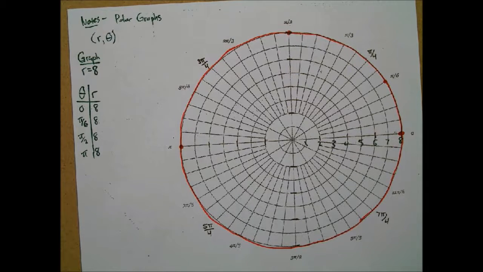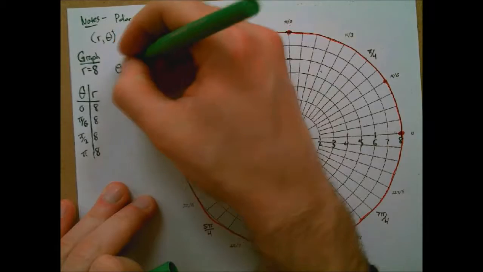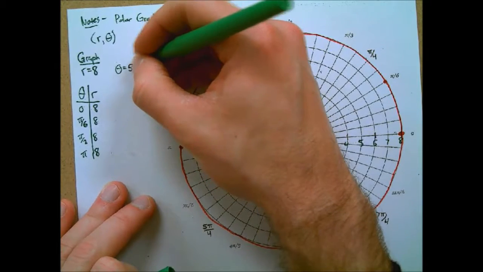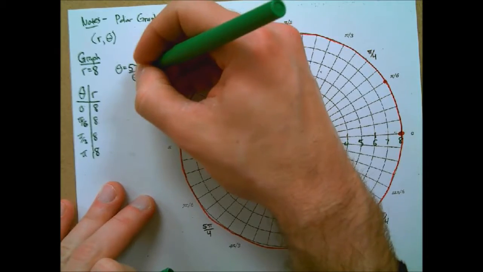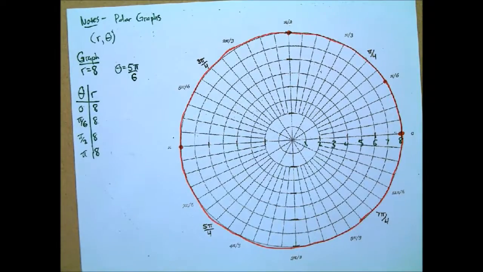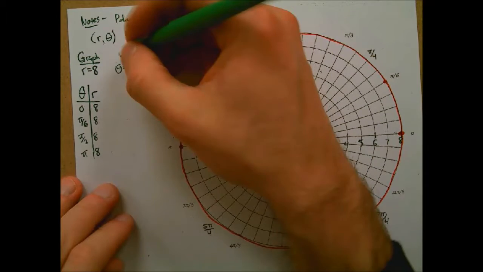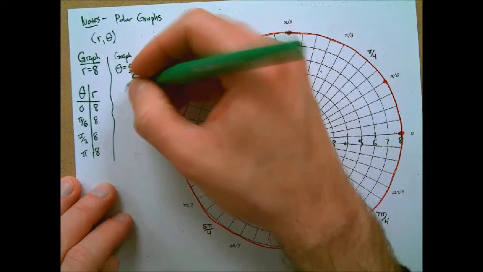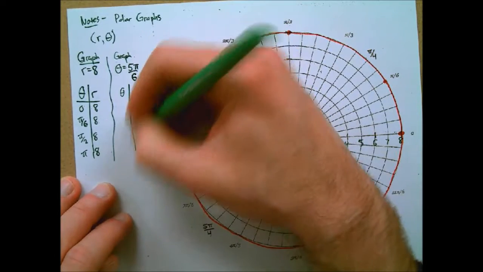Okay. Now, let's do the other way then. What if we had theta equals, I don't know, I'll just say 5 pi over 6? So that is going to be a line. Now if we graph theta equal to 5 pi over 6, our theta is always going to be 5 pi over 6.